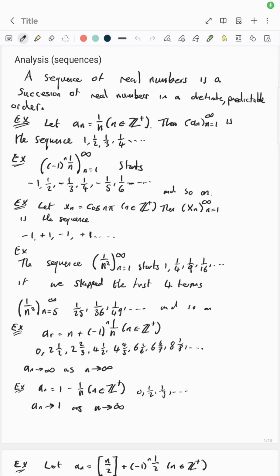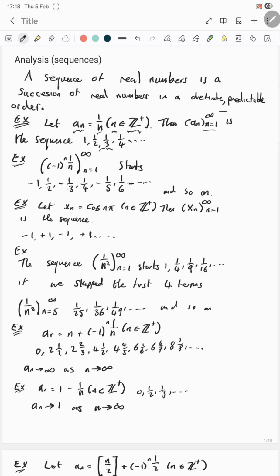This is analysis: sequences. Now, a sequence of real numbers is a succession of real numbers in a definite, predictable order. Like this example: let a_n = 1/n, where n is in the positive integers. Then (a_n) from n = 1 to infinity is the sequence 1, 1/2, 1/3, 1/4, and so on.